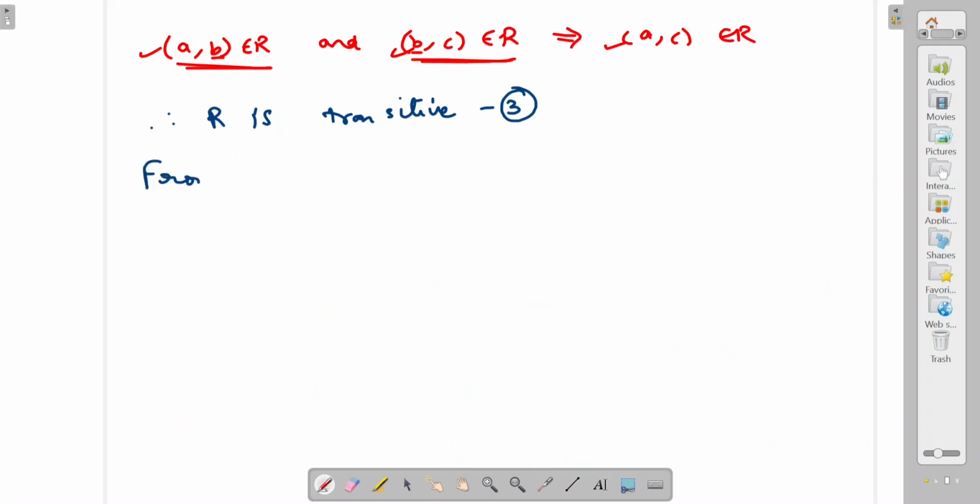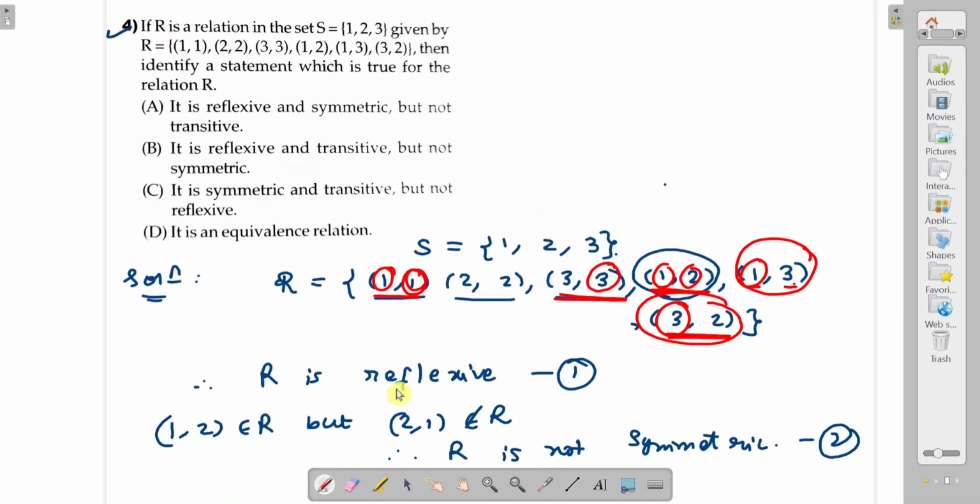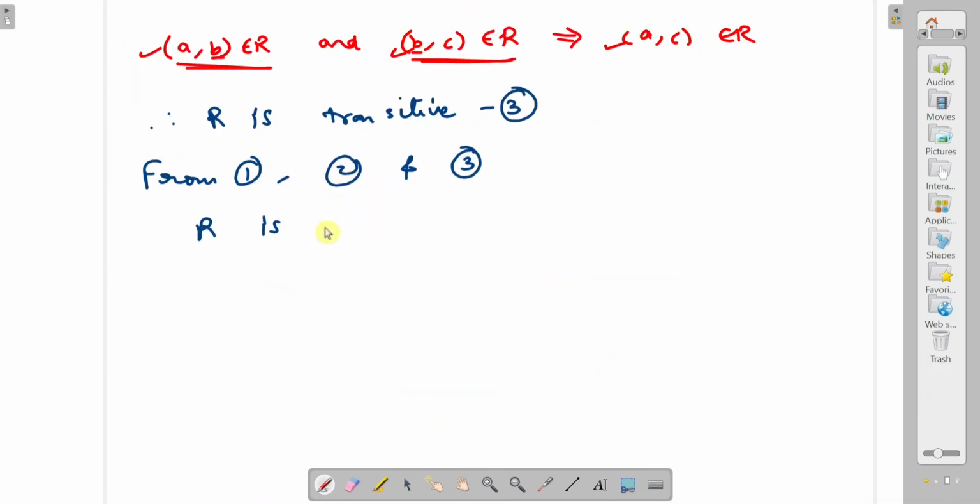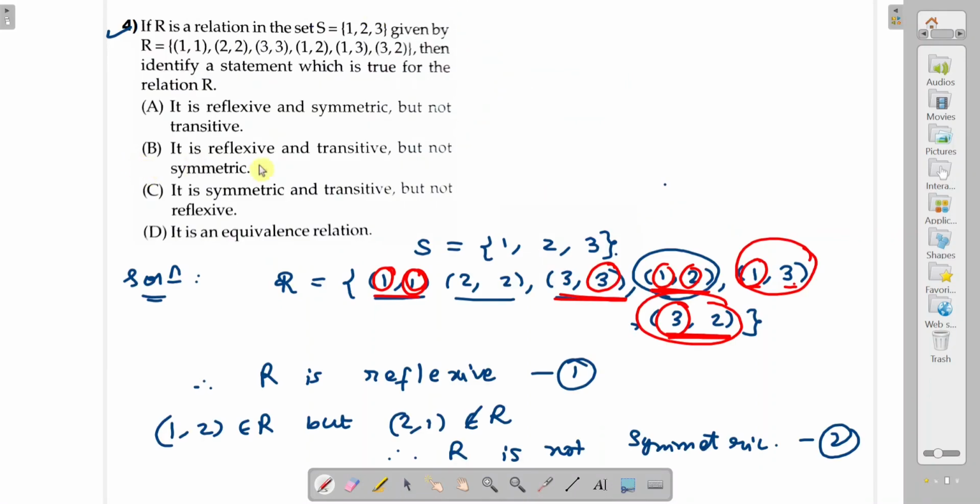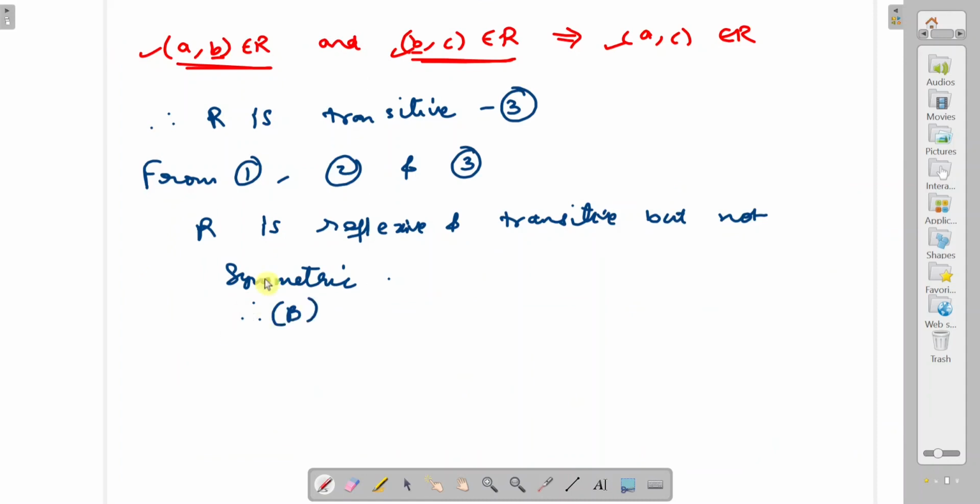So from 1, 2 and 3, what we will get? See, R is reflexive, R is transitive, but R is not symmetric. So we have to write this: R is reflexive and transitive, but not symmetric. Okay, so which condition is satisfied? R is reflexive and transitive but not symmetric, so option B is correct. So therefore option B is correct.